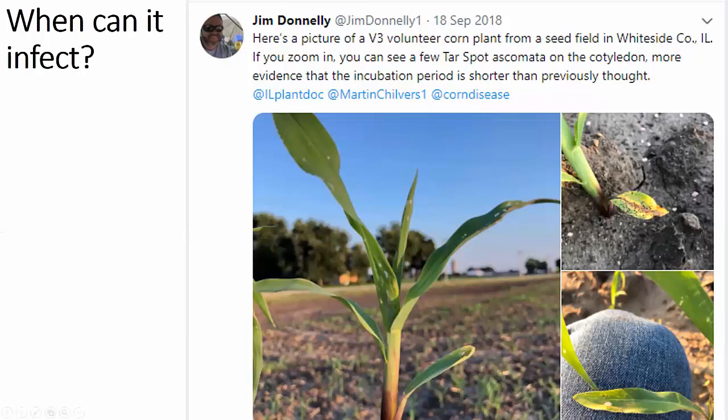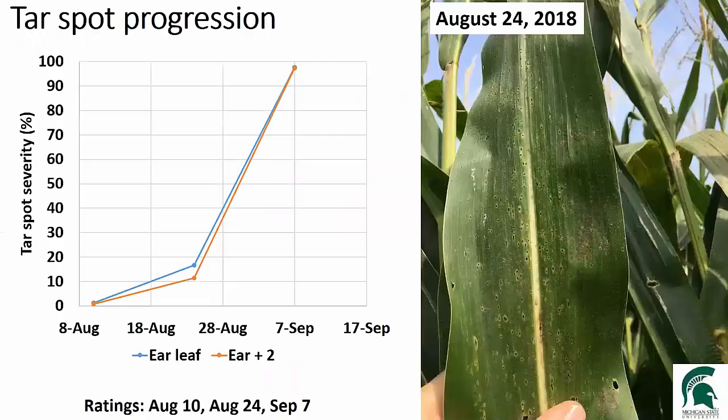So it looks like from the greenhouse inoculation studies we've done and some of the field observations, it can cycle in around 10 days to 2 weeks. So spores are going to land on the plant, infect the leaf, and then in about 10 days or thereabouts, produce those little black structures which can release more spores. So it's quite capable of cycling quickly.